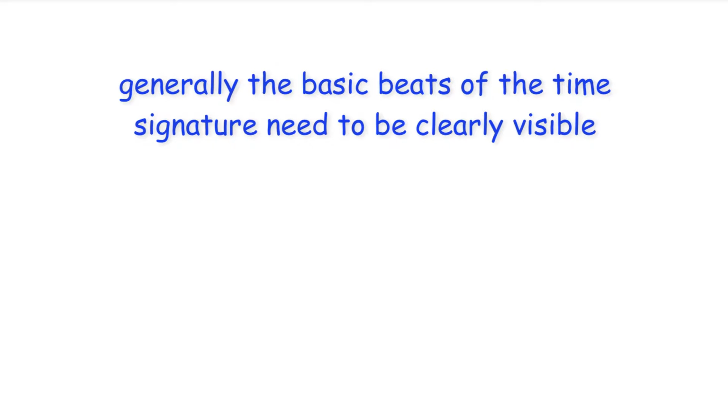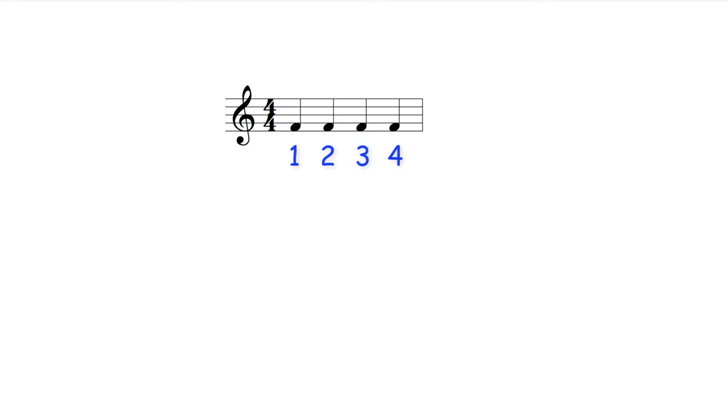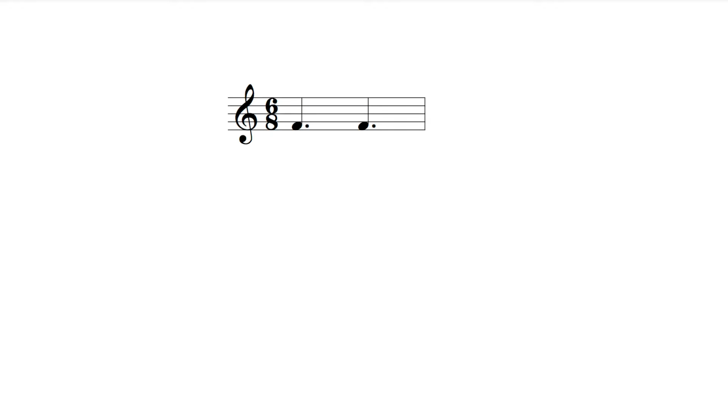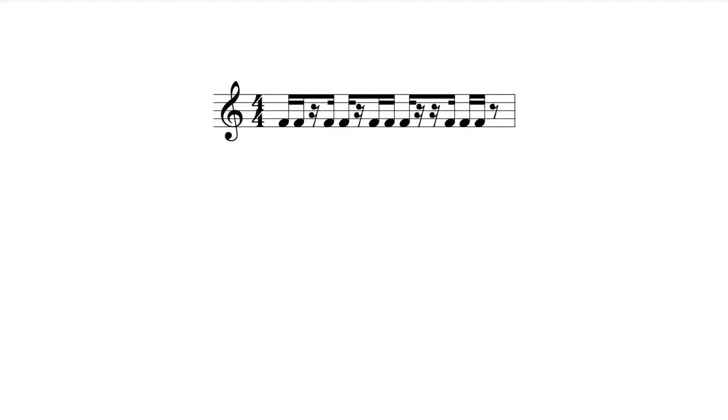Although there are some exceptions, generally the basic beats of the time signature need to be clearly visible in each bar. The basic beats in a bar of 4/4, for example, are 4 quarter note beats. In a bar of 3/4, 3 quarter note beats. In a bar of 6/8, 2 dotted quarter note beats, and so on. When these basic beats are divided into smaller note values or rests, these notes and rests should also be grouped with the basic beat they're dividing.